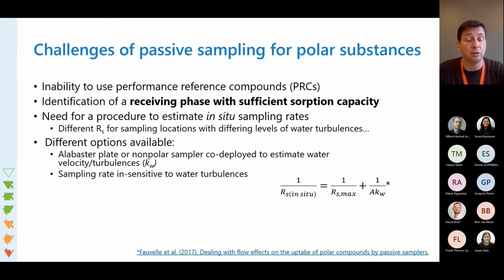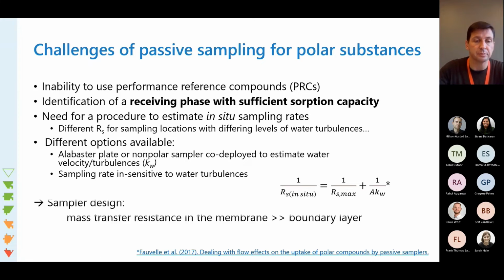Or the alternative is also to work with a sampler that is going to be insensitive to water turbulence. So you need to adjust the RS max so that the term at the end here in this equation becomes negligible for most of the KWs that we would see in the environment. So in terms of sampler design, ideally, and that's where the research over the last maybe 10 years has focused, is to work with samplers where the mass transfer resistance in the membrane is much larger than what happens on the boundary layer side.